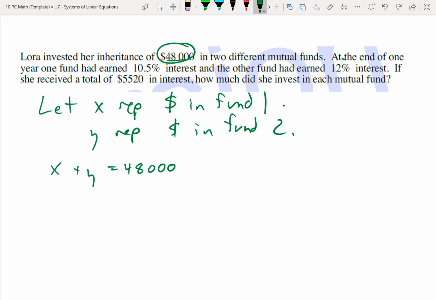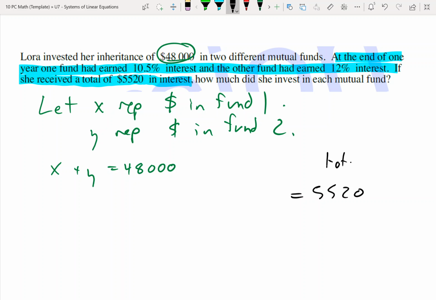Now the second equation, I'm going to have to deal with these percentages. At the end of 1 year, one fund had earned 10.5% interest, and the other had earned 12% interest, and it had made that much money in total. So the total money that we made, that's the total. In order to get the total, we have to add the first fund and the second fund. We can do X plus Y, but we can't just add the amounts they have. This is just the interest. So I need to multiply it by the percentage.